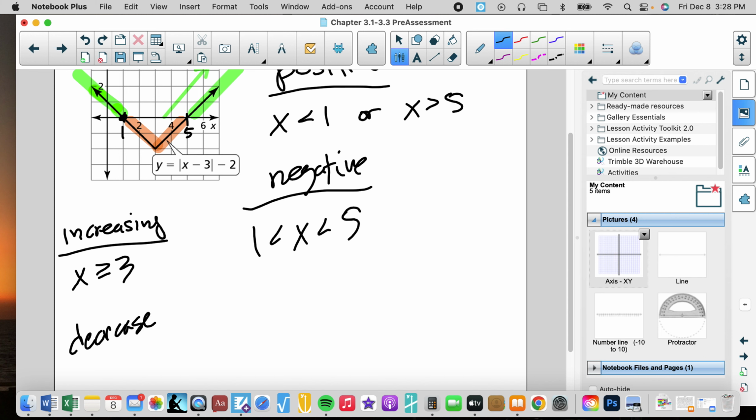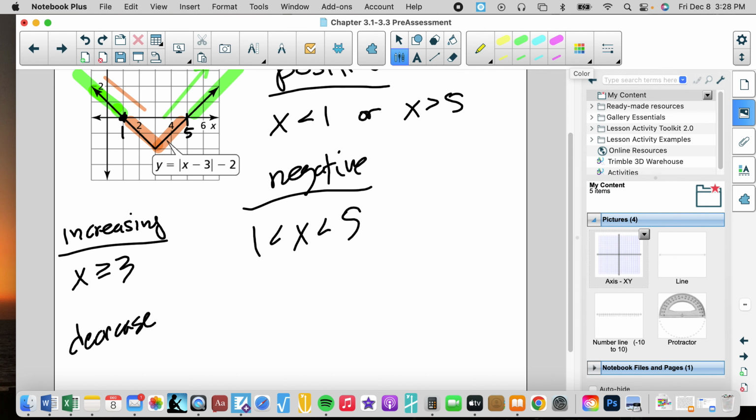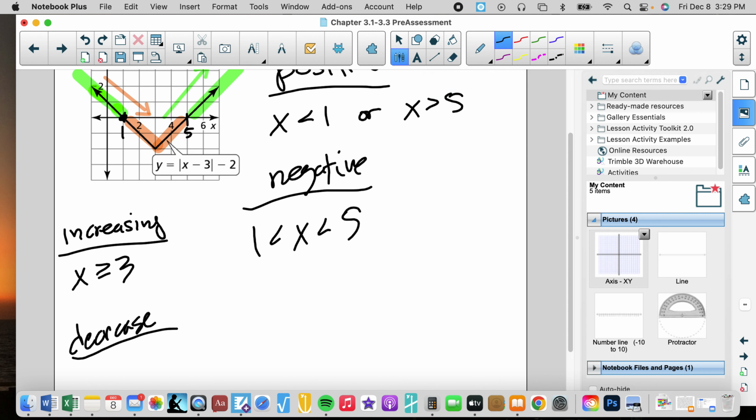This graph is decreasing, meaning we are looking at it left to right. It is decreasing. Now this is the hard part, because I've been telling you to look left to right the whole entire time. It is decreasing, but how do we say the numbers from negative infinity to that 3 point? How do I get all these numbers?